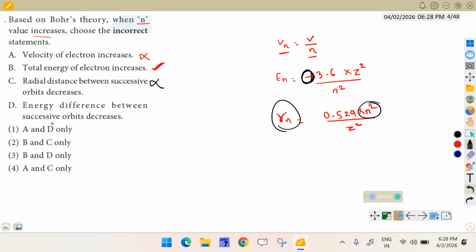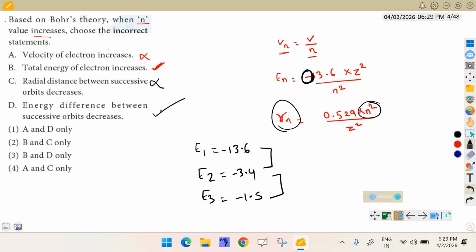Energy difference between two successive orbits decreases. Energy of the first orbit is minus 13.6. Energy of the second orbit is minus 3.4. Energy of the third orbit is minus 1.5. Now find the difference. Yes, the energy difference decreases. So A and C are the incorrect statements.